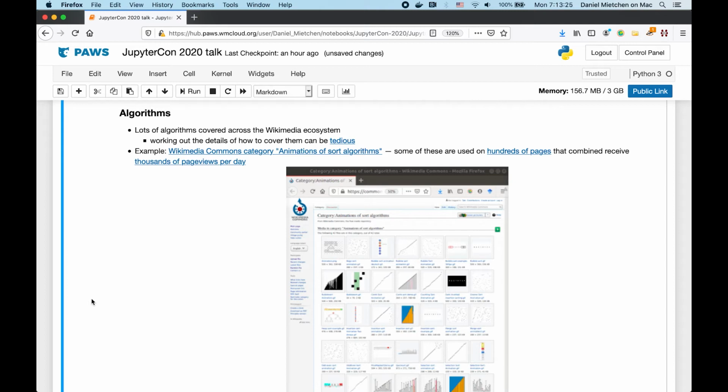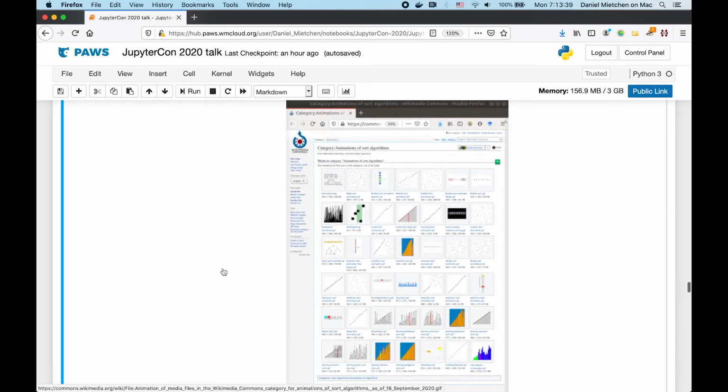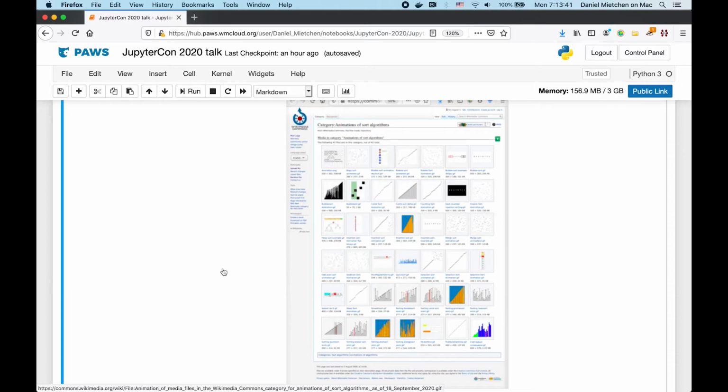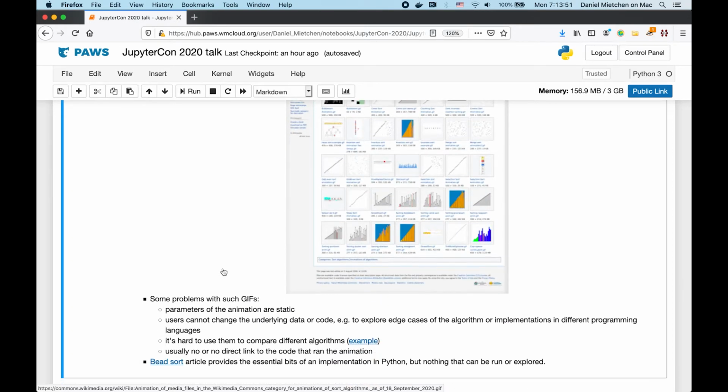In the Wikimedia ecosystem, very often algorithms are illustrated in a different fashion. A classic example is GIFs. Here is a whole category of animations of sort algorithms. They do their bit. They are certainly helpful. If you don't know the algorithm at all, then looking at those GIFs for a while gives you some idea of what is happening. But the parameters of the animations are essentially static, and the underlying data and code are not shared or not easily accessible.